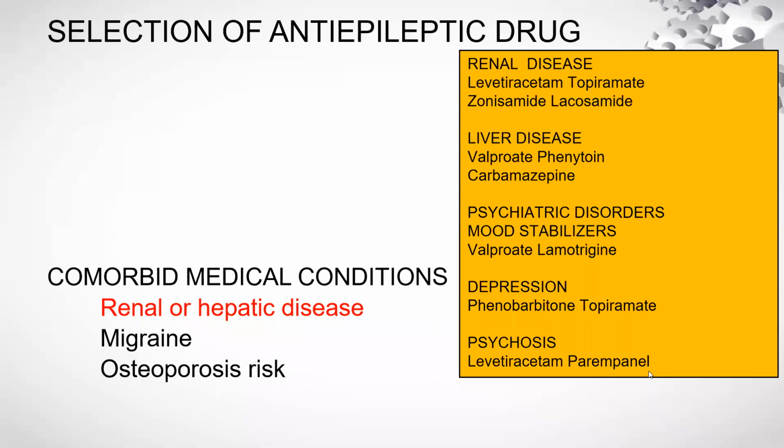Psychiatric comorbidities can also help us in deciding a particular AED. For example, valproate and lamotrigine are mood stabilizers. So if a patient also has mood disorder along with epilepsy, we would like to use valproate or lamotrigine. On the other hand, we should avoid phenobarbital and topiramate in patients with depression, because these drugs can exacerbate depression, and we should definitely avoid levetiracetam and perampanel in patients with psychosis, because these drugs are known to cause psychosis.